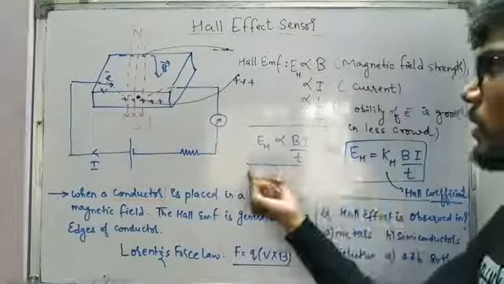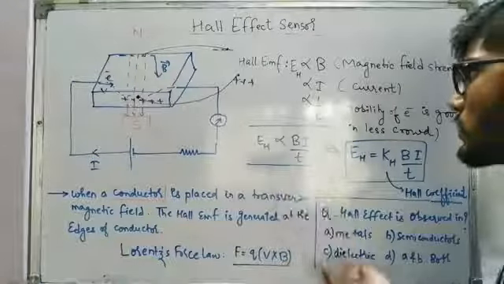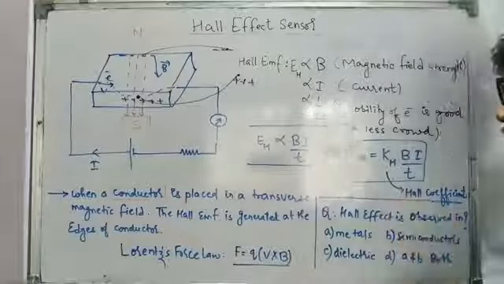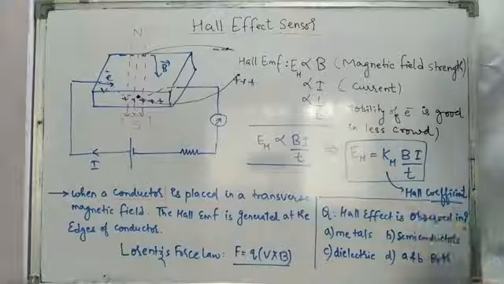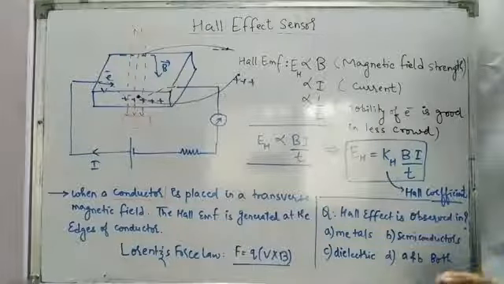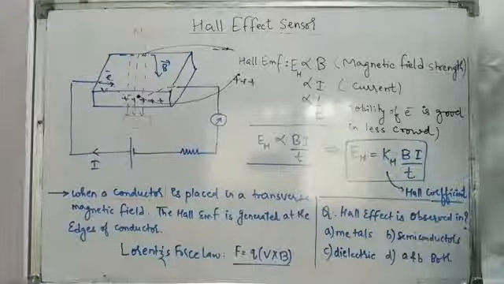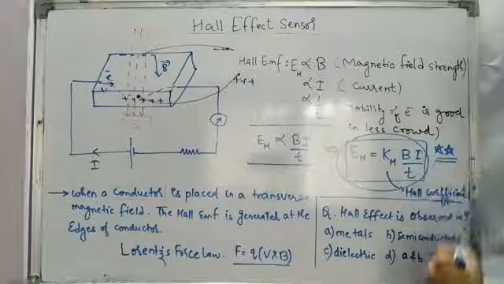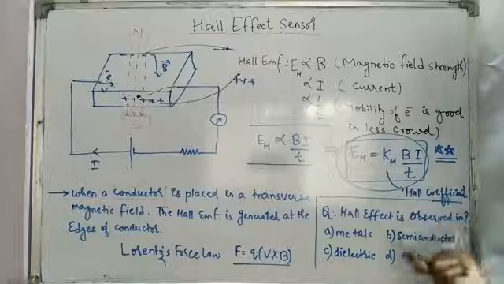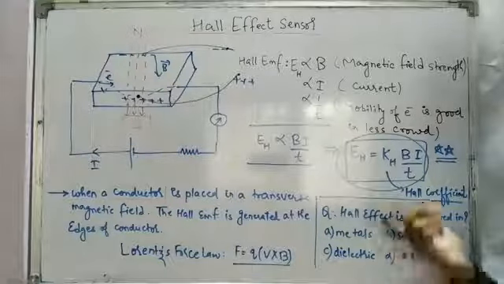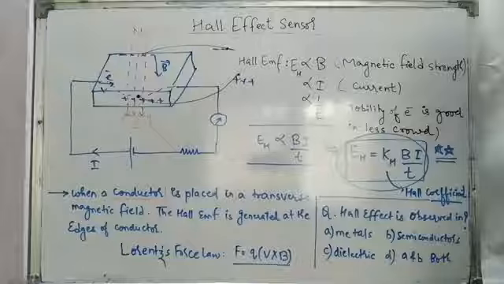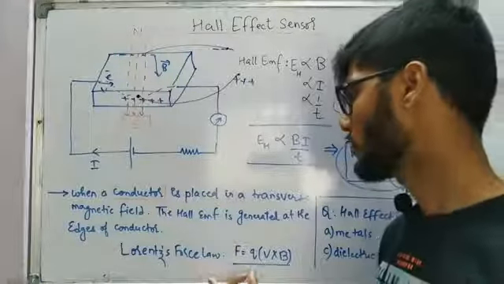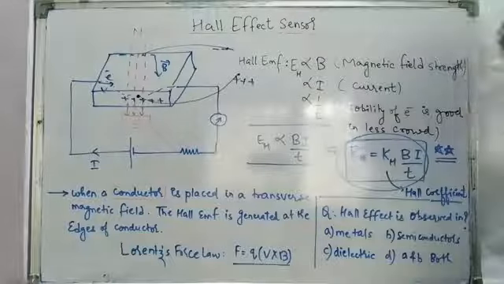So the Hall EMF E_H is going to be proportional to B into I divided by T, and if we remove the proportionality, we are going to get one constant that we call the Hall coefficient. So E_H is equal to K_H B I by T. This is going to be a very important one. It is going to play a very crucial role when we are dealing with problems related to the Hall effect sensor. Only one formula is going to solve all our problems, but the concept we should keep in mind is that we are going to make use of the Lorentz force law: force is equal to q into v cross B.